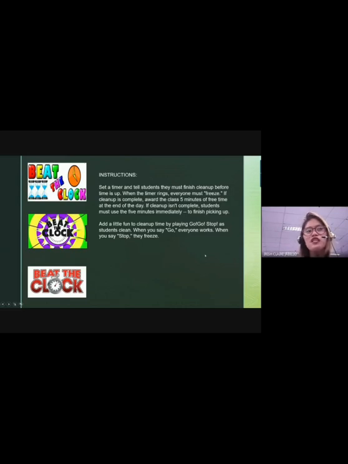We can also add a little fun to it, like saying go or stop. If we say go, it means they need to pick up the mess. And when we say freeze, they need to stop and freeze.